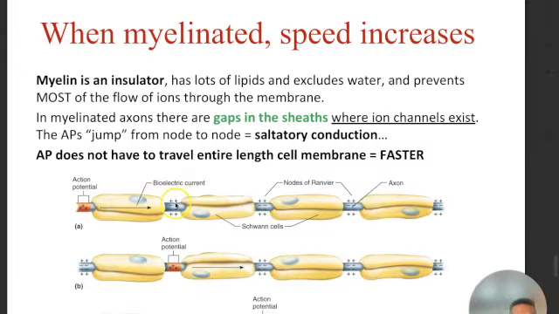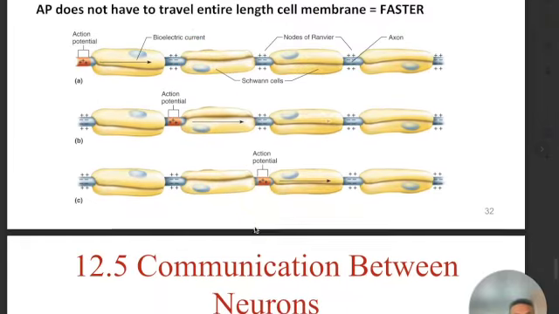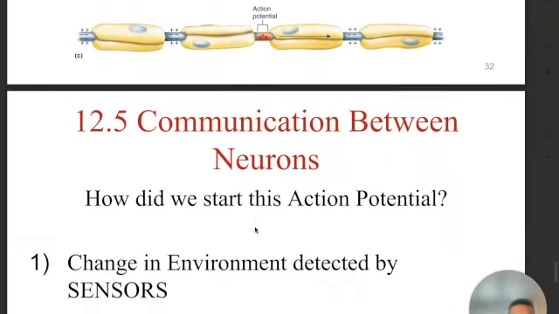Node of Ranvier. And the action potential jumps from node to node. So it's called saltatory conduction. Saltatory means jump. The action potential does not have to travel the entire length of the cell membrane, so it doesn't have to go from here. It jumps. That makes the connection much faster.